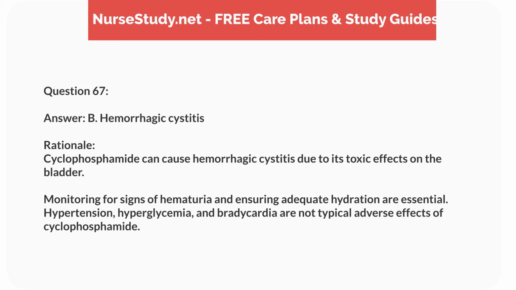Rationale: cyclophosphamide can cause hemorrhagic cystitis due to its toxic effects on the bladder. Monitoring for signs of hematuria and ensuring adequate hydration are essential. Hypertension, hyperglycemia, and bradycardia are not typical adverse effects of cyclophosphamide.